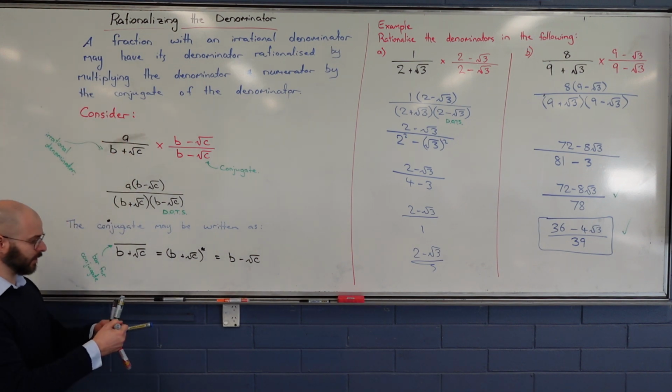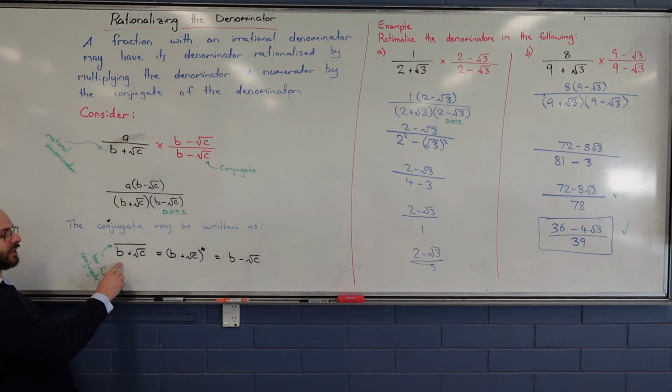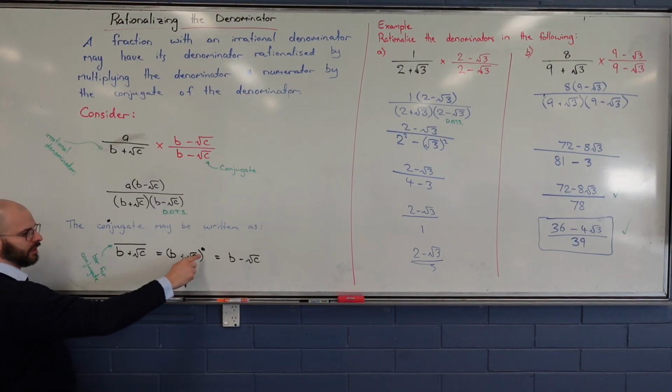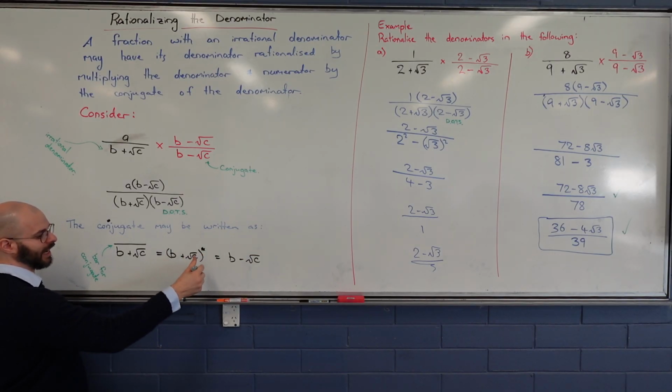Okay, the final thing, it's just notation. Do you see how I've got b plus root c and then I've got a bar on top? The bar over the top of an expression means conjugate. Similarly, the star or the asterisk also means the same thing, conjugate.